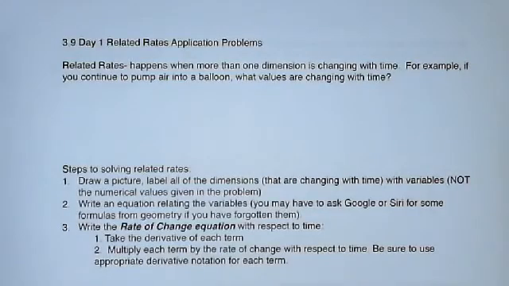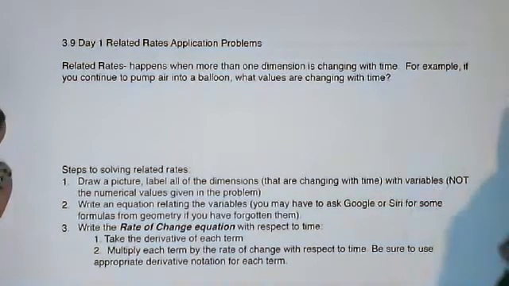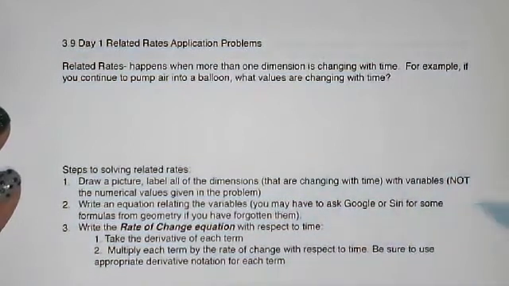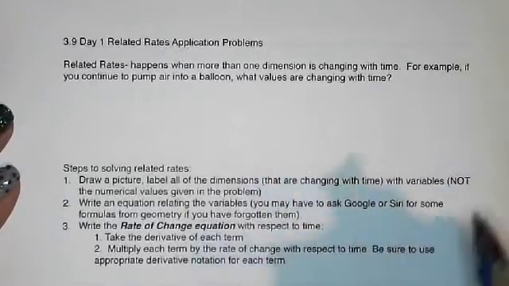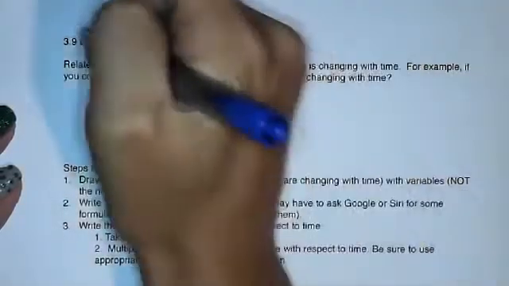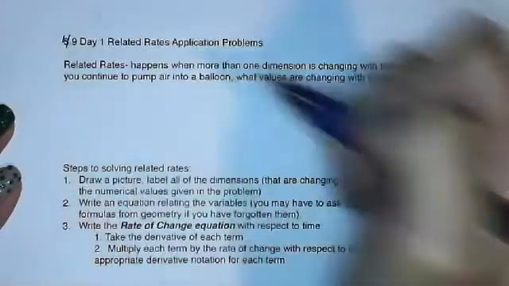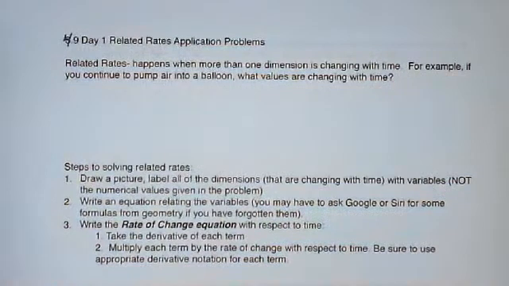Okay, we are doing a section that's not in your book, and the reason being is at the end of the year, you might be able to take a test that will give you credit for Calc 1, and this stuff is not in our book. So we are going to call this 9-day 1, and it's all about related rates.